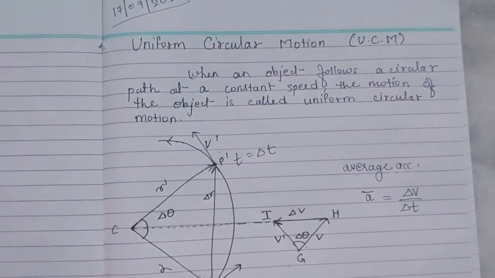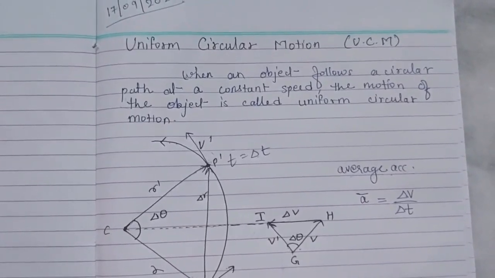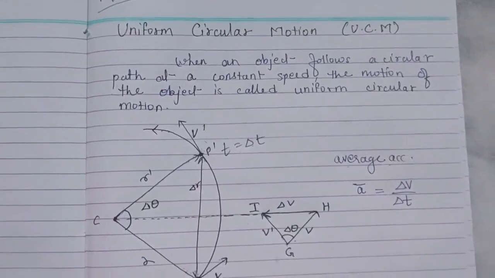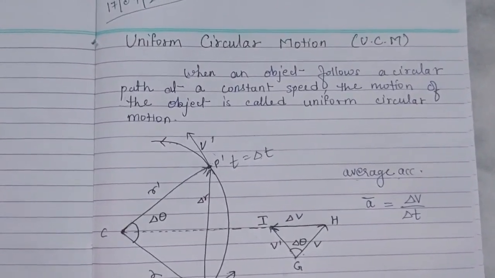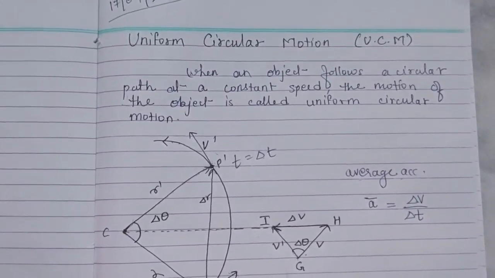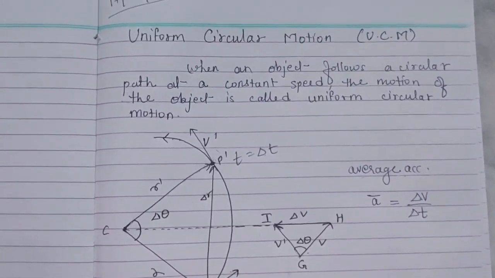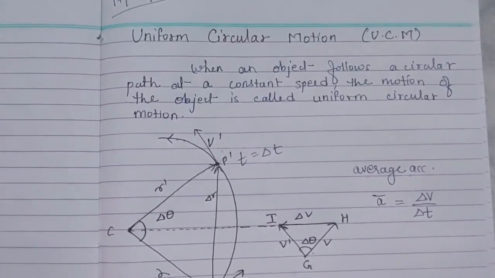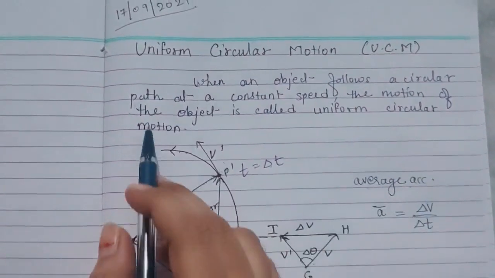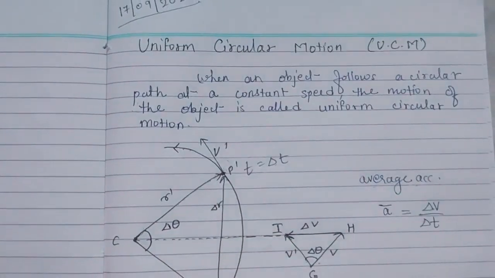Today we are going to see about uniform circular motion, UCM, which is the topic of 11th class NCERT CBSE board. Here the word uniform represents that the speed will remain constant. It is not going to change at any instant of the motion. So we can define uniform circular motion as: when an object follows a circular path at a constant speed, the motion of the object is called uniform circular motion.